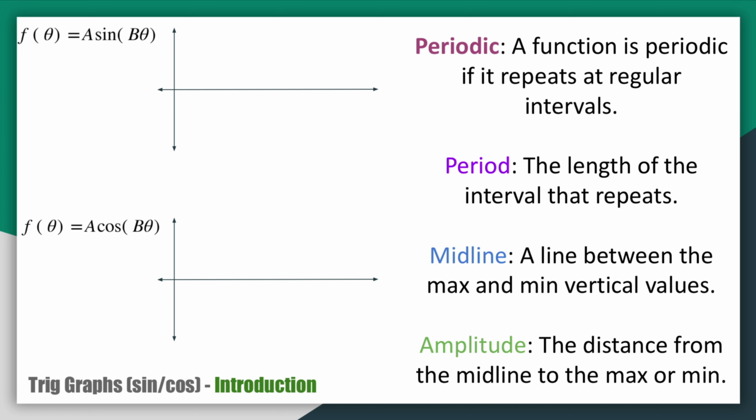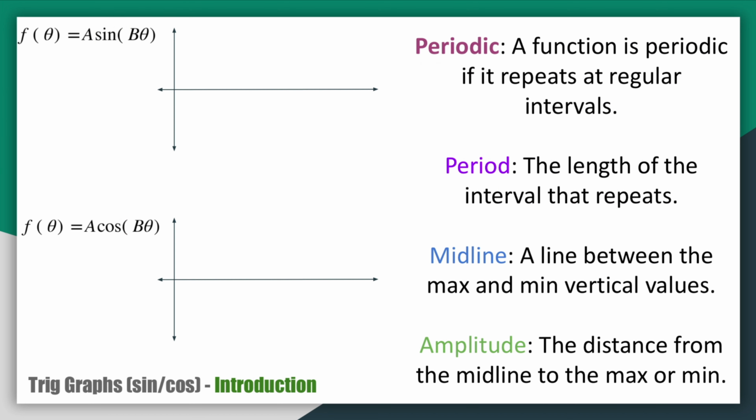Now, there are two functions that we're focusing on: the sine and the cosine functions. We will not be doing tangent because it looks very different than these two. And these two are going to look very similar. Now, each of these is what we call periodic. A function is periodic if it repeats at regular intervals, okay? So both of these will repeat themselves over and over and over again. The length of that repeating we call the period, okay?